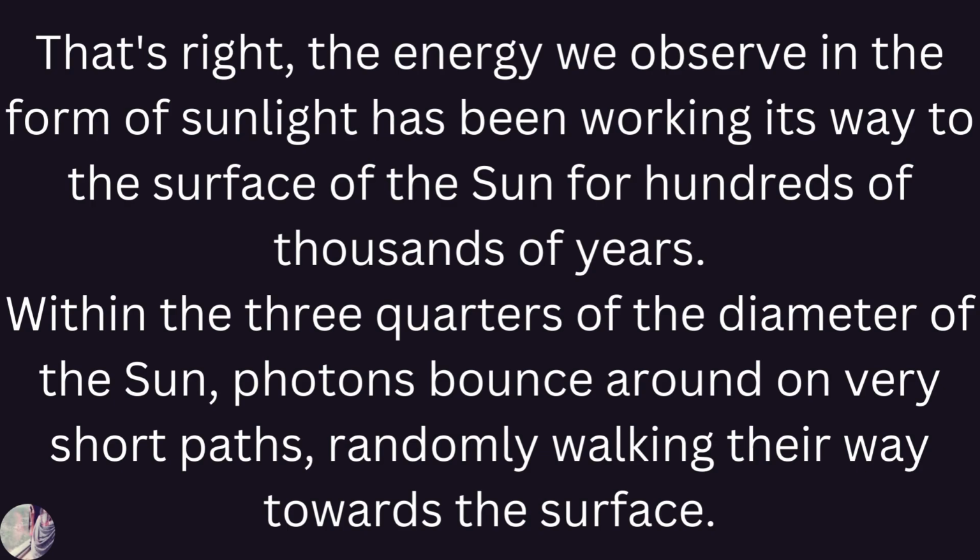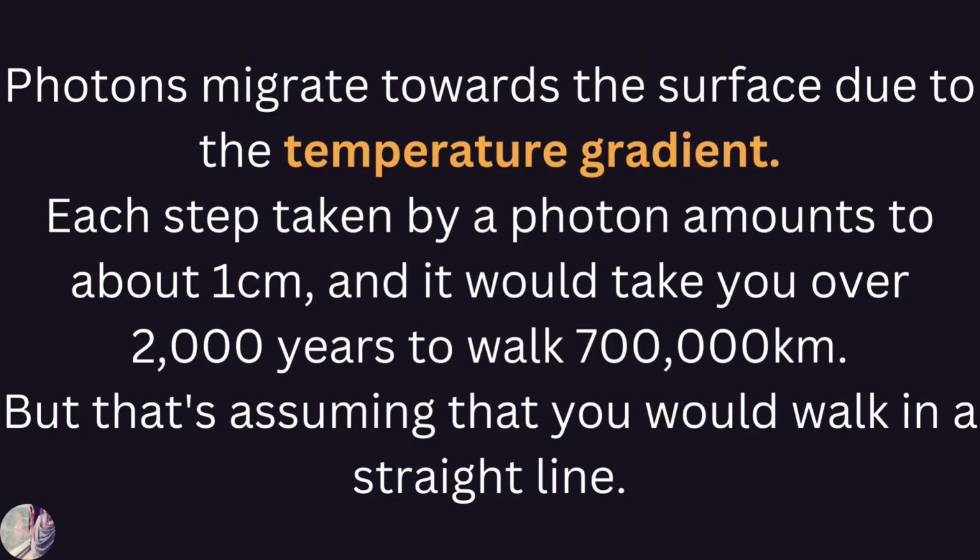That's right, the energy we observe in the form of sunlight has been working its way to the surface of the sun for hundreds of thousands of years. Within the three quarters of the diameter of the sun, photons bounce around on very short paths, randomly walking their way towards the surface. Photons migrate towards the surface due to the temperature gradient.